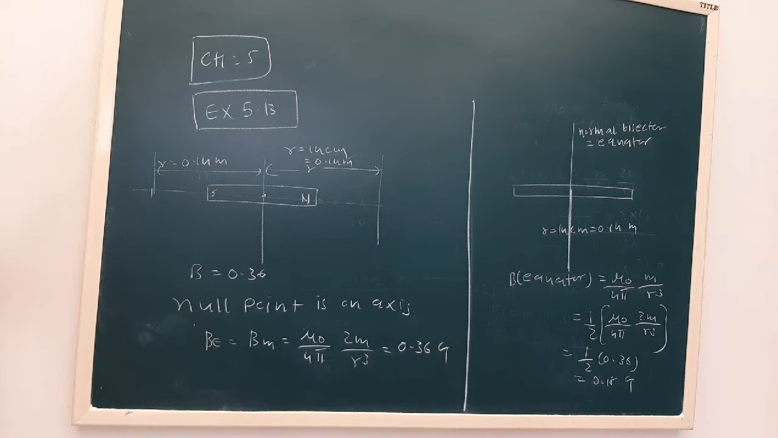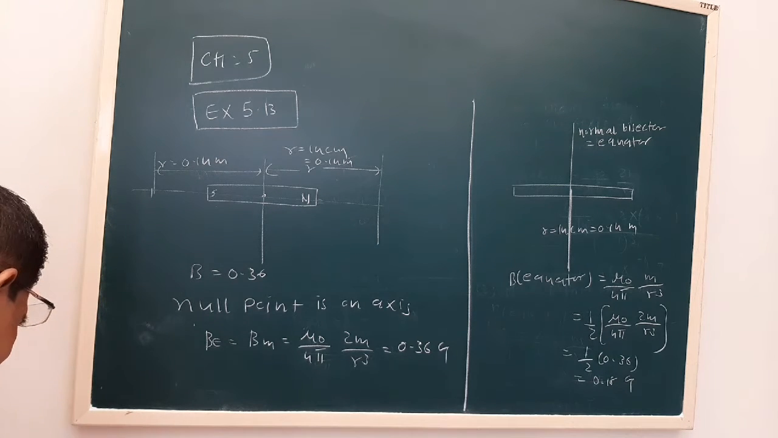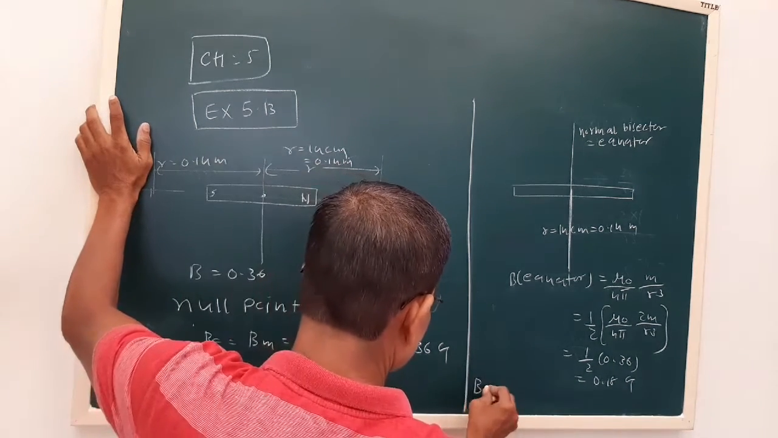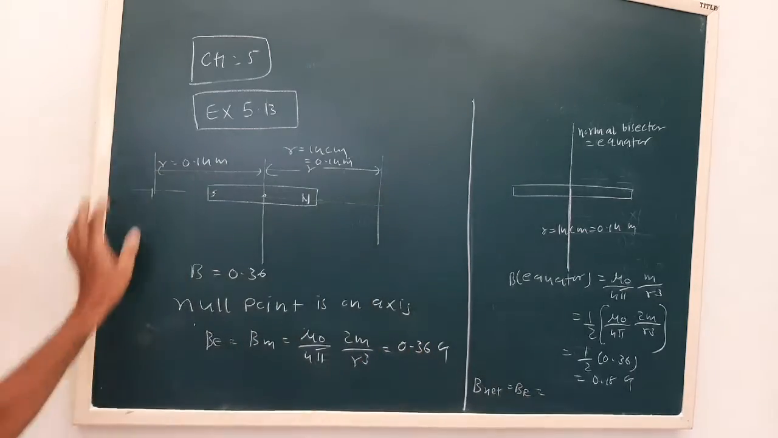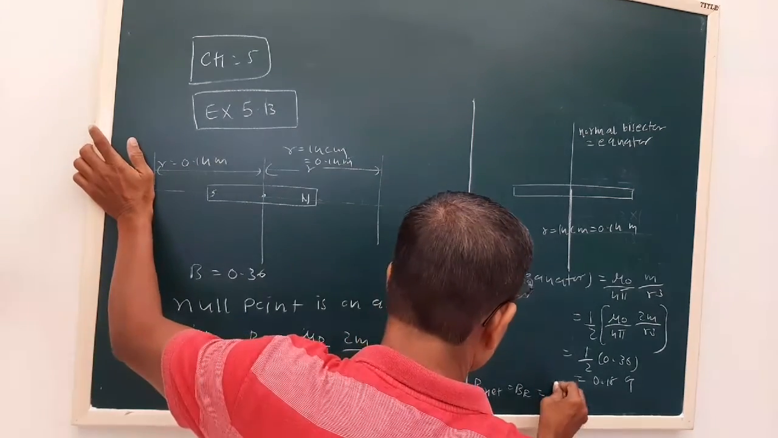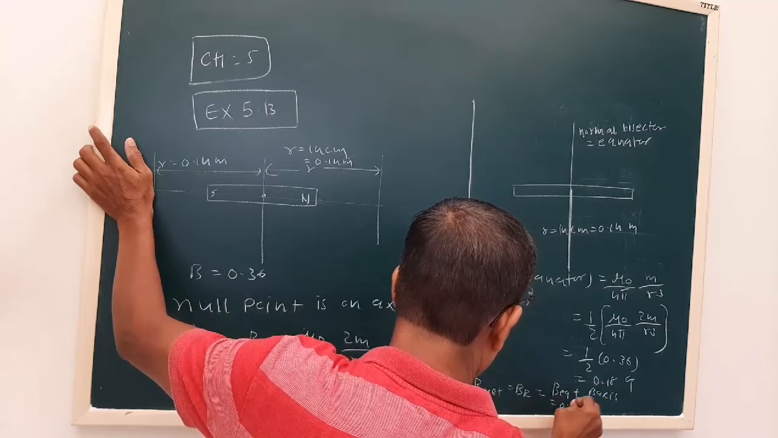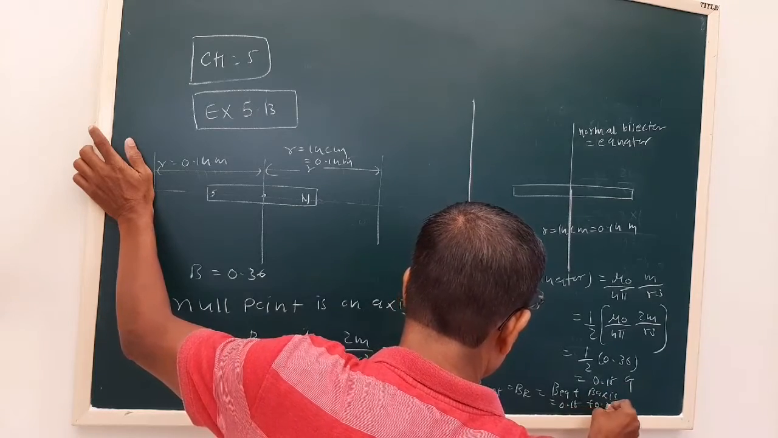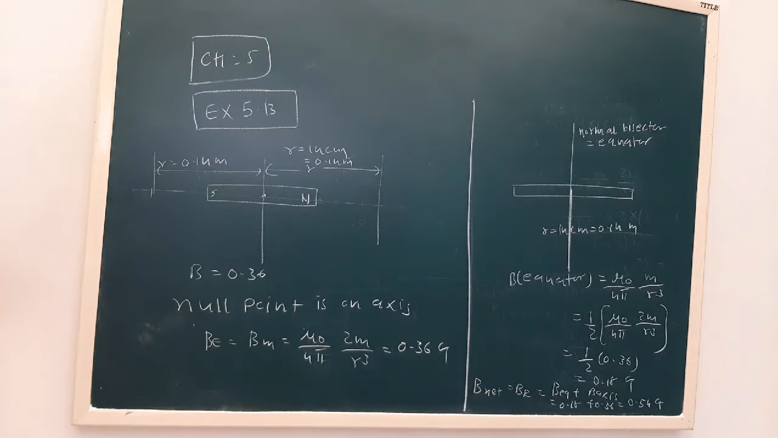Now the resultant magnetic field will be the sum of these two fields, that is B net or BR, R stands for resultant. It will be the sum of these two fields, that is equator plus axis, 0.18 plus 0.36. So this is how we can solve.